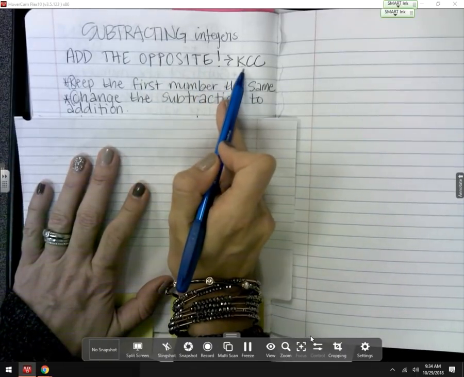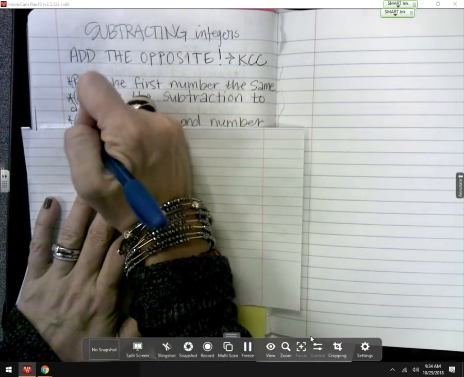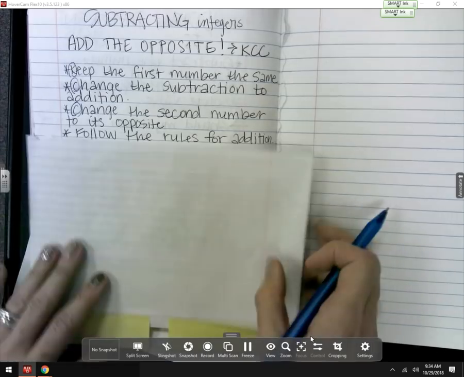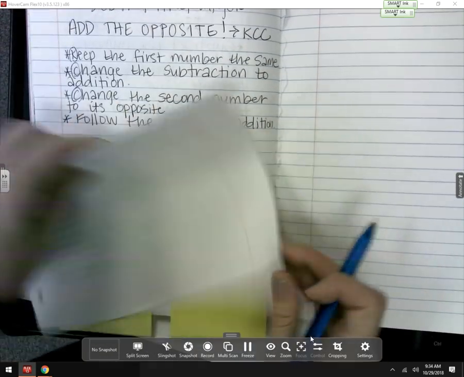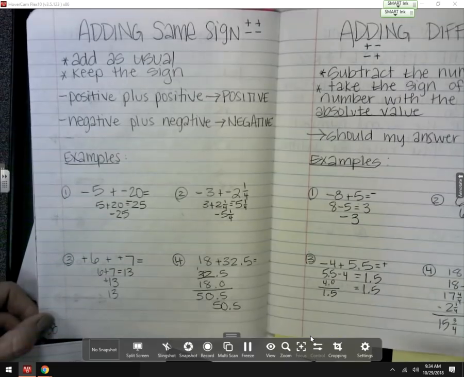So we only do this when we're subtracting. You keep the first number the same, change the subtraction to an addition, and change the second number to its opposite. That way we're going to be adding the opposite. Follow the rules for addition once you get to that point. And if you can't remember your rules for addition, guess what? You could turn back here and follow your rules for adding same sign or adding different signs.